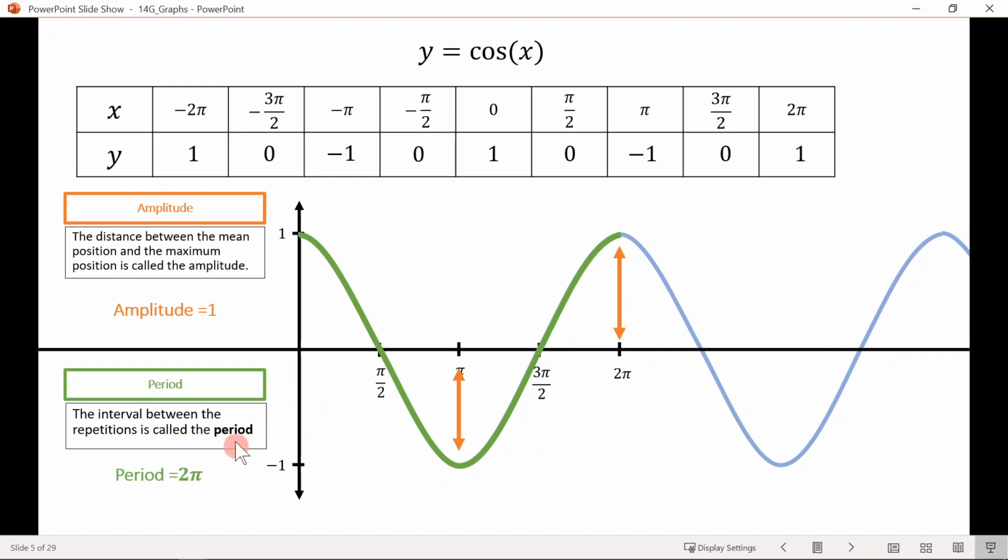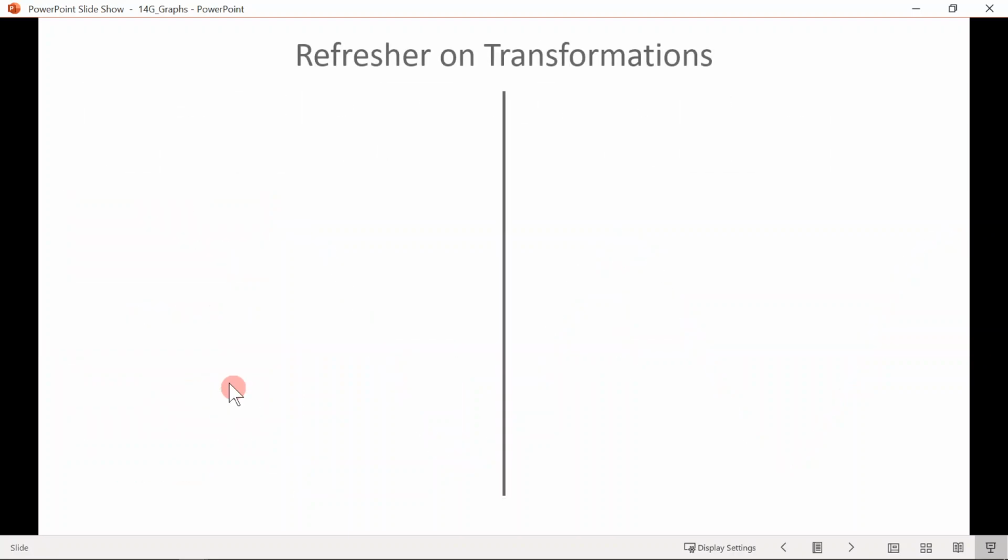So the interval between the repetitions is called the period. Okay, hopefully both of those make sense. And now I want to connect these ideas of amplitude and the period to something that we have already seen, and that is transformations. So let's just give ourselves a bit of a refresher on transformations with a graph that we are familiar with.